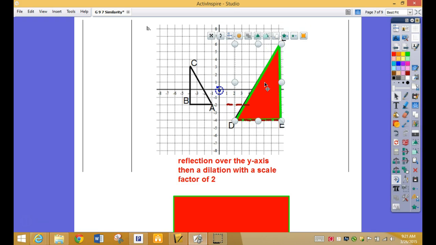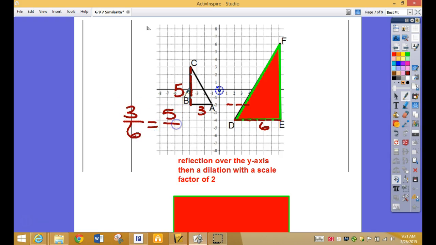There you have it. Are they proportional? Let's check our sides. Here we have 3 to 6. What is this side? 1, 2, 3, 4, 5. If this is proportional, 3 to 6 has to equal 5 to what? This side's 5. What does this one have to be if you said a scale factor of 2? 5 times 2 is 10. Is this 10? 1, 2, 3, 4, 5, 6, 7, 8, 9, 10.